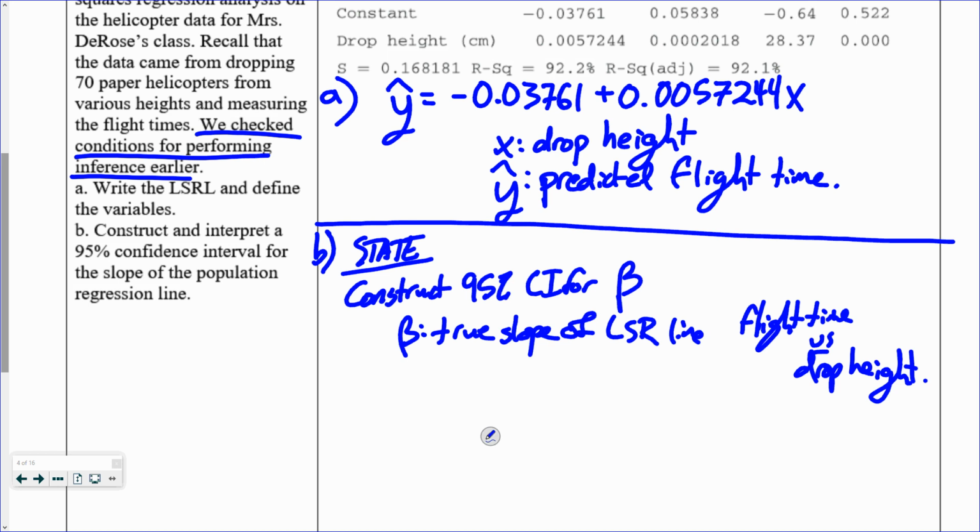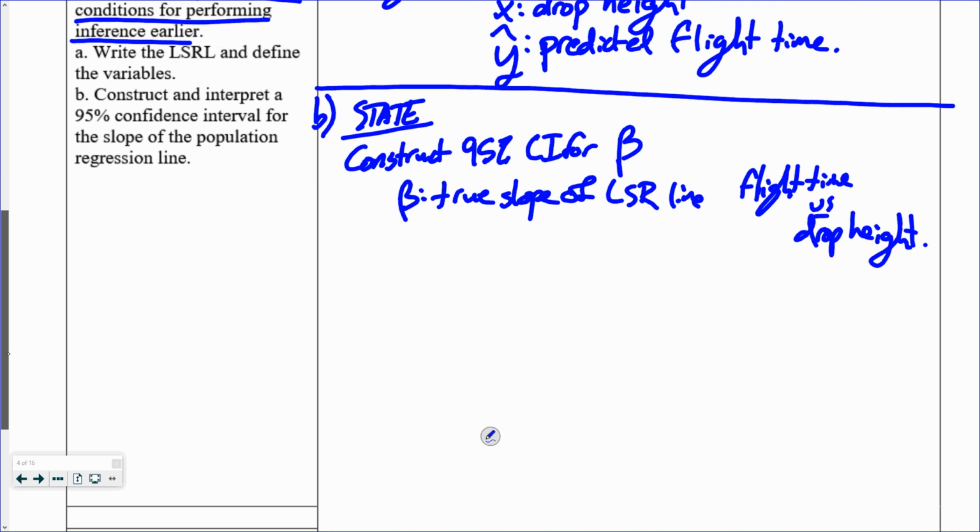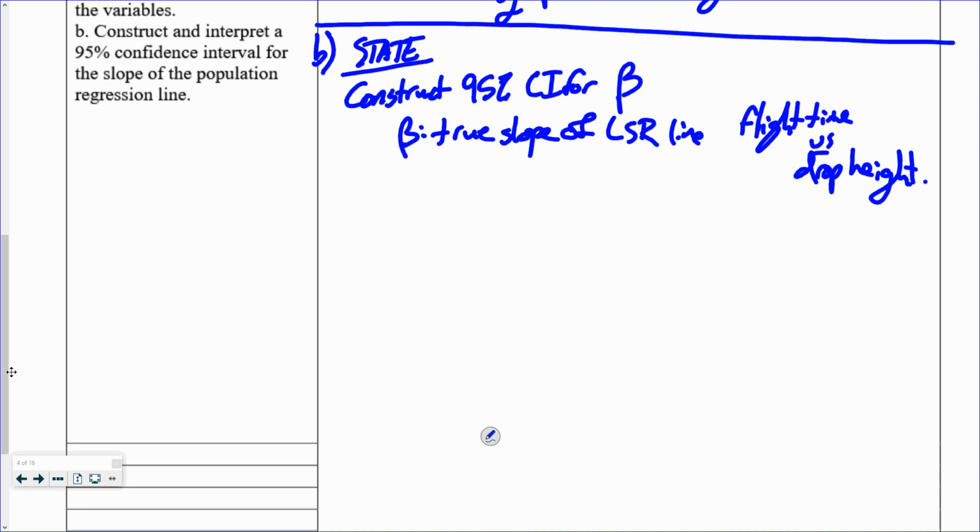State step's easy. Just define your parameter. We're doing the same thing in every state step, defining our parameter. Our plan step. All we have to say here, we're constructing a t interval for beta. Easy peasy.